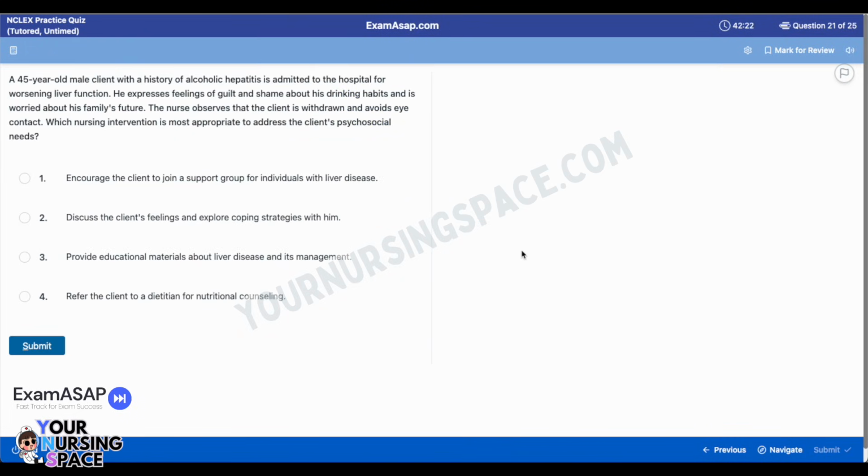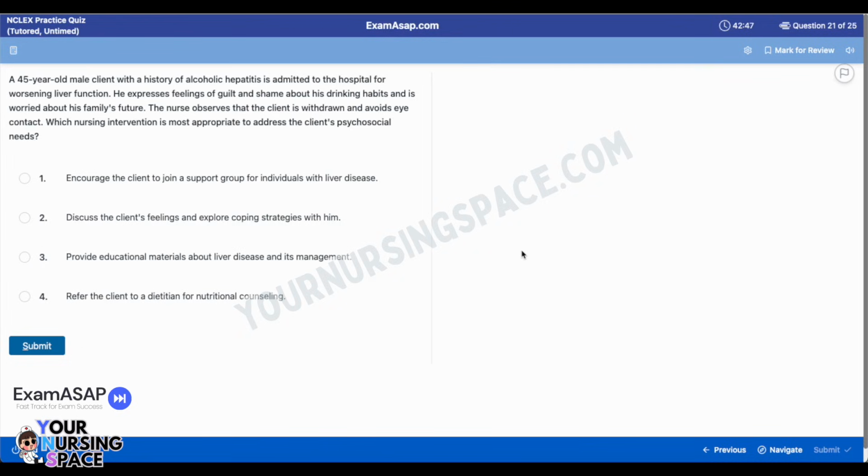A 45-year-old male client with a history of alcoholic hepatitis is admitted to the hospital for worsening liver function. He expresses feelings of guilt and shame about his drinking habits and is worried about his family's future. The nurse observes that the client is withdrawn and avoids eye contact. Which nursing intervention is most appropriate to address the client's psychosocial needs?